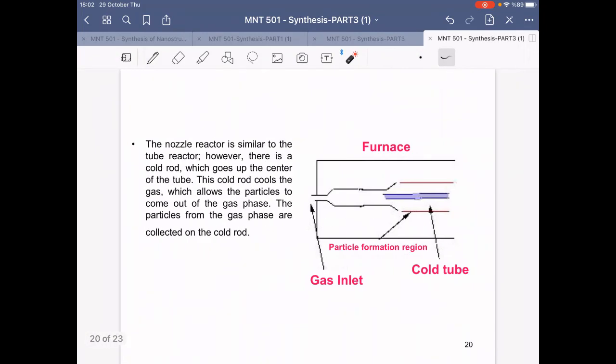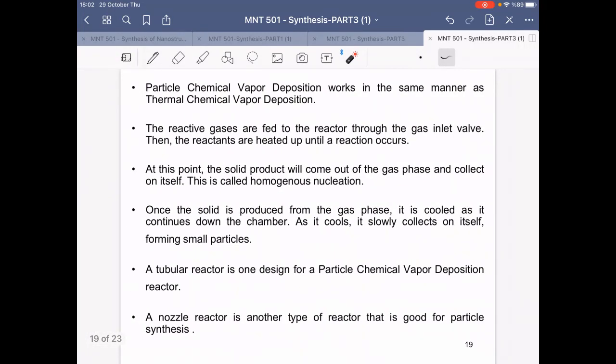And this, I think, is more like a summary. Particle chemical vapor deposition works like thermal chemical vapor deposition. So what was it? Let's go through it again. The reactive gases are fed to the reactor through the gas inlet. The reactants are heated up until the reaction occurs. At this point, the solid product will come out of the gas phase and collect on itself. This is called homogeneous nucleation, which we will go through in our next class. Once the solid is produced from the gas phase, it's cooled. As it continues down the chamber and cools, it slowly collects on itself, forming small particles.